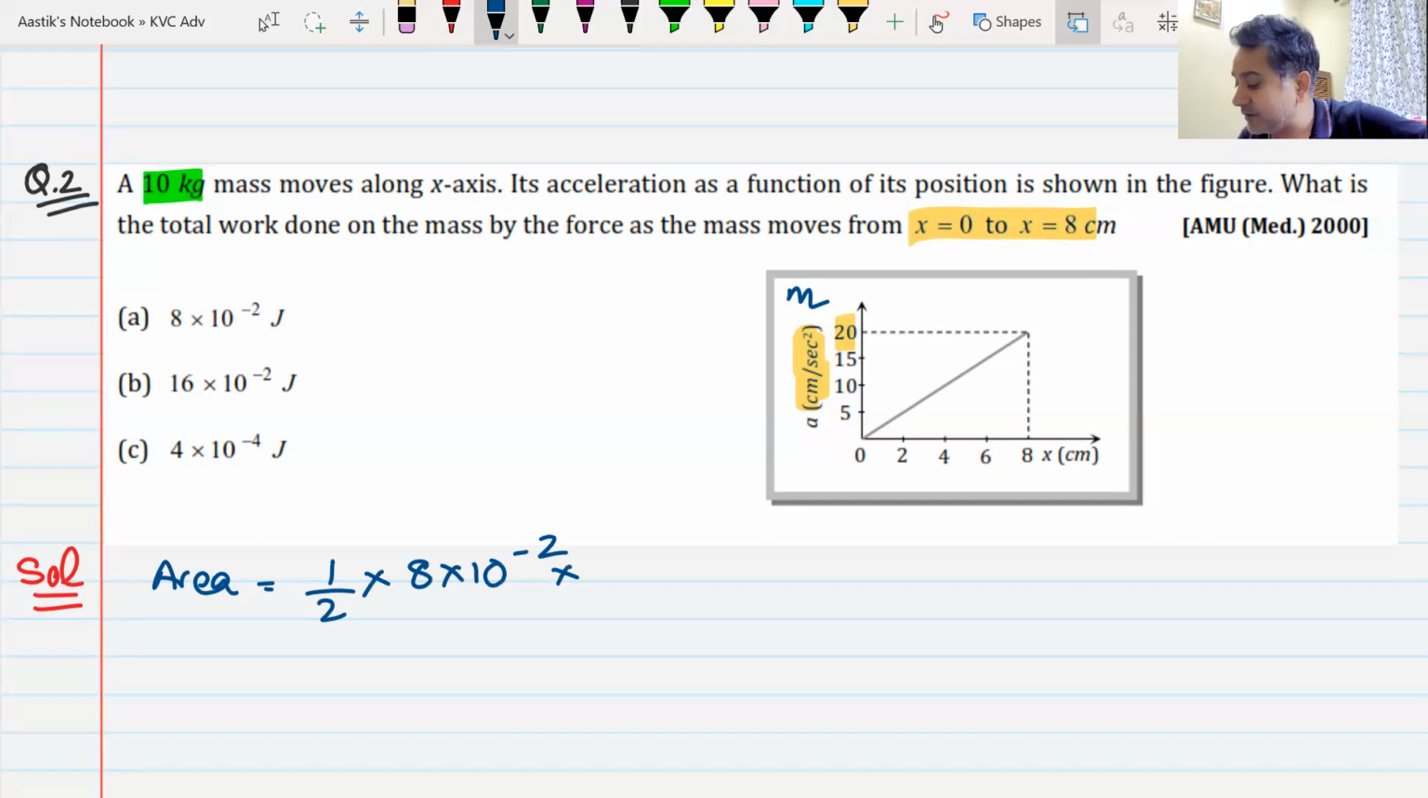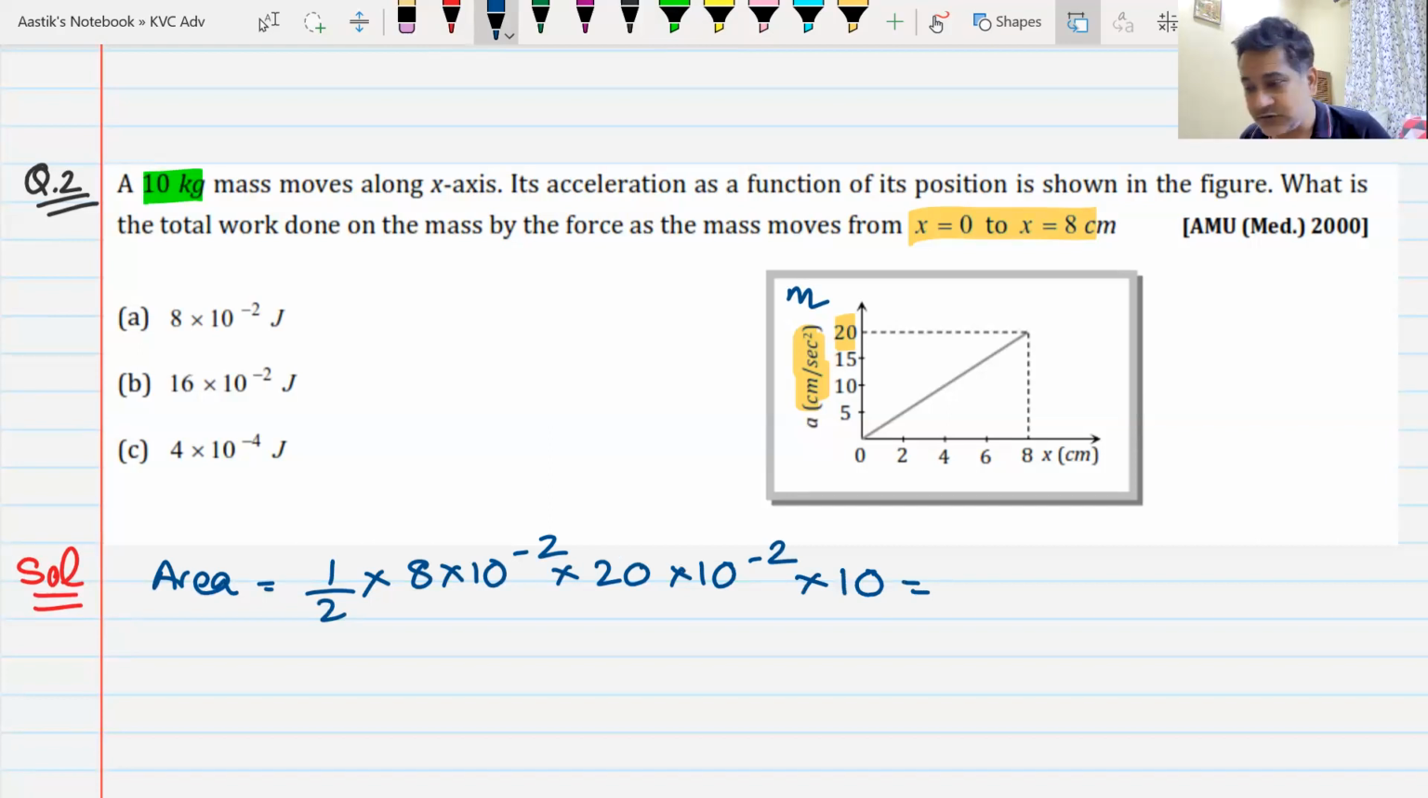Then multiplied by height. What is height? 20 centimeter per second square. So that will be 20 into 10 raised to the power minus 2 meter per second square. Multiplied by what? Multiplied by the mass, and that is the answer. Do we understand this? Yes, sir.